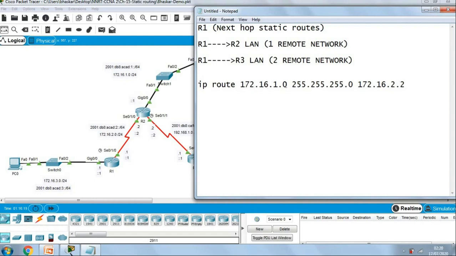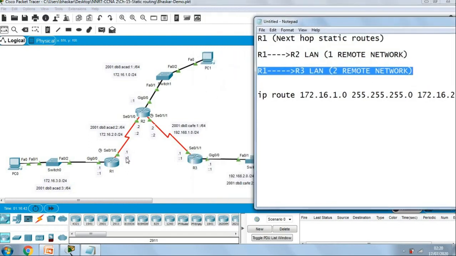So please verify. This is the network 172.16.1.0/24, which means 255.255.255.0. From R1 to reach this network, this is the path, right? This is the next hop. The next hop address is this one, that is 172.16.2.2. Next one. That is the answer for the first one. From R1 to R2 LAN, how many remote networks are there? Only one. The next one is from R1 to R3 LAN. How many remote networks are there? Two, because the path from R1 is like this one. So there is one remote network here, one remote network here. So I'm going to write for this network first.